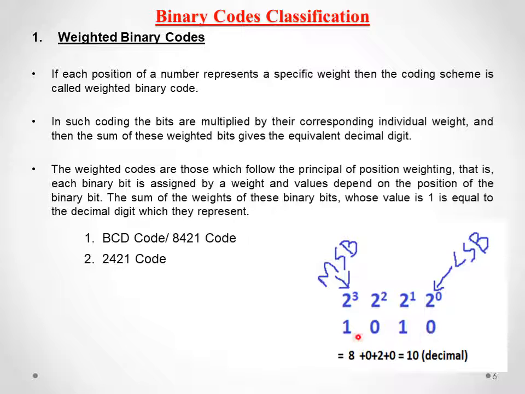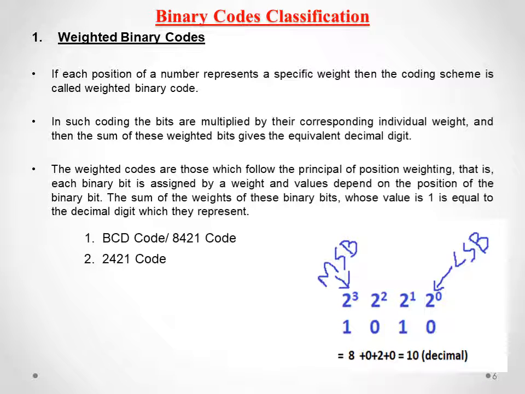For example, my binary number is 1010. The equivalent weight at the LSB position is 2 power 0, then the second is 2 power 1, the third is 2 power 2 and the fourth position is 2 power 3. Now we are adding the equivalent weights. The weight at this position is 8 and the weight at this position is 4, but here 0 is there. 4 multiplied by 0 is equal to 0, plus 2, plus 0. So it is equal to decimal 10.